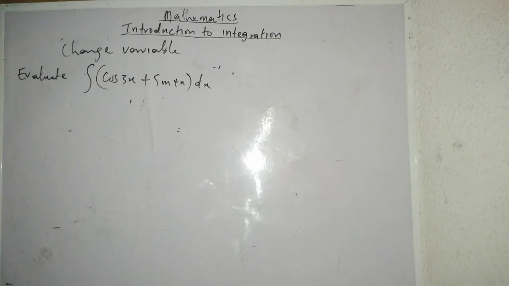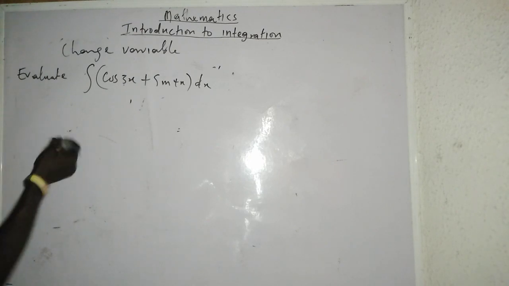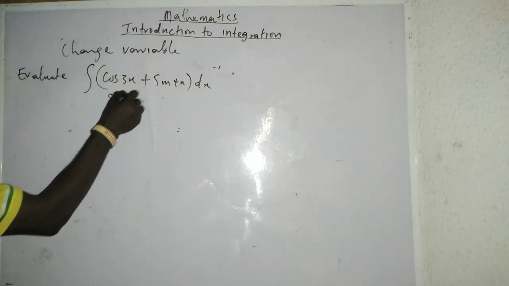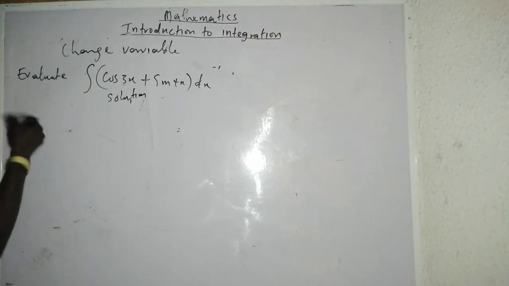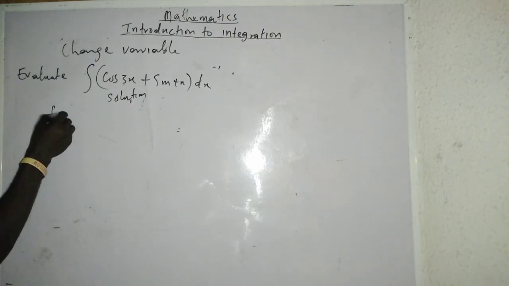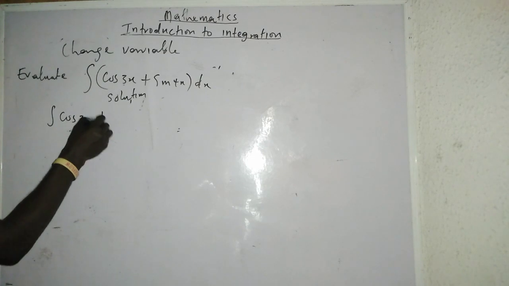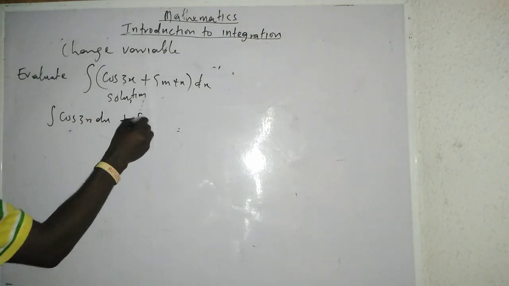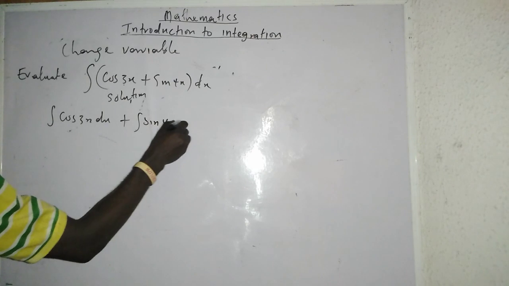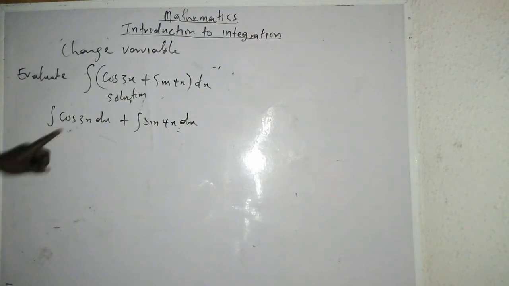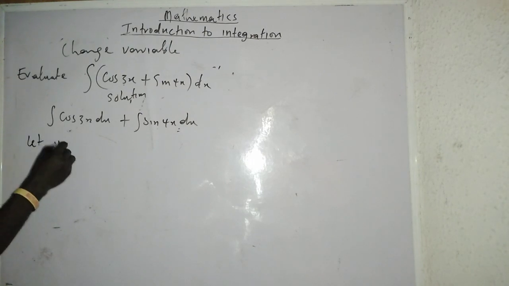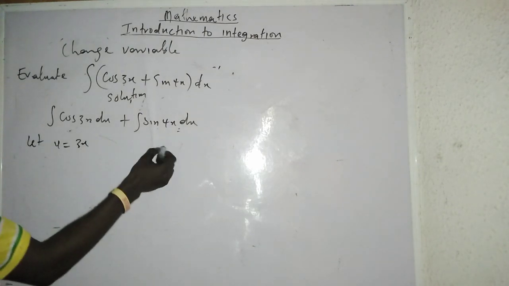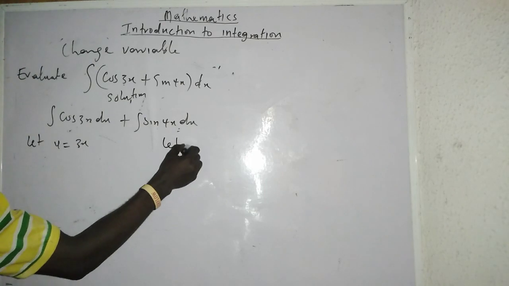Now, if you are asked to solve this particular problem, what I will just do is that, solution. The first one, I can turn it to the integral of cos 3x dx plus the integral of sin 4x dx. Now, what I will just do is that let u equal to 3x. At this point also, let u equal to 4x.